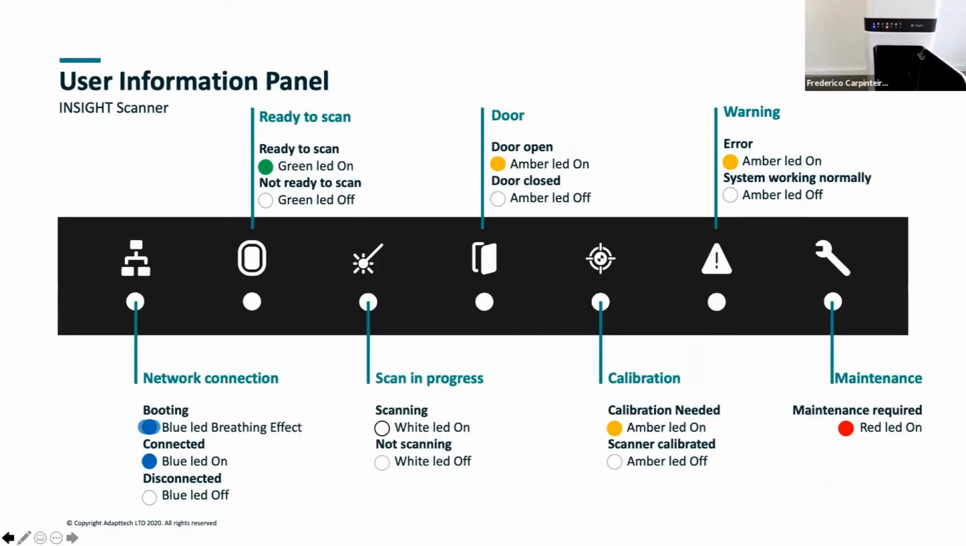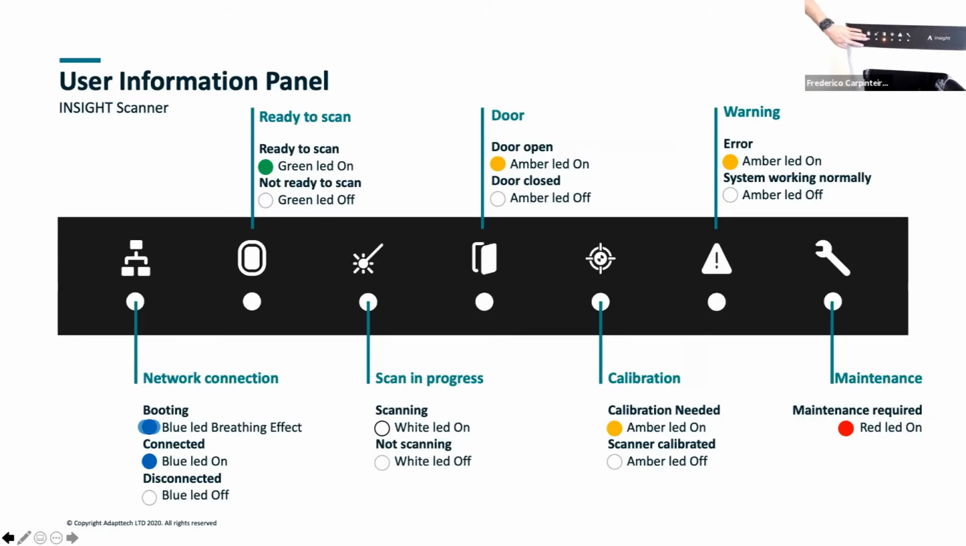So on the information panel, you have the LEDs here. The first one is the network connection LED. So if it's a fixed blue light, it means that it's connected to the network and everything is okay. If this light is turned off, you will have automatically this one turned on, that is the warning sign, and it means that you have no network connection. When you turn the power on, you will see this light blinking. It means that the system is connecting to the network.